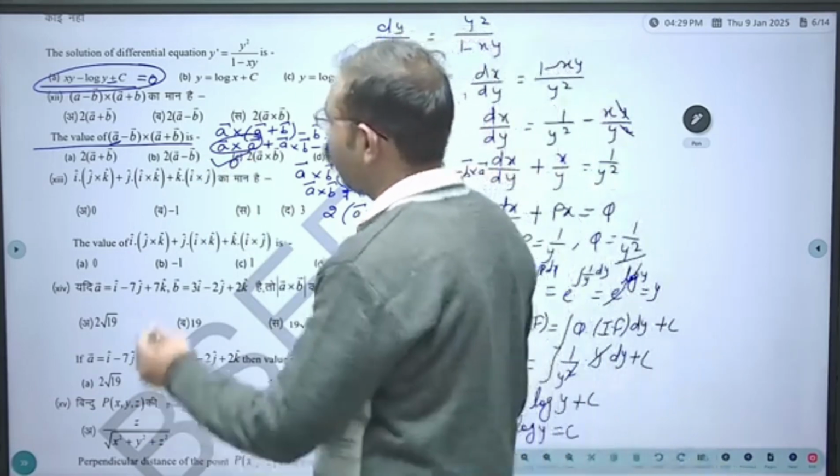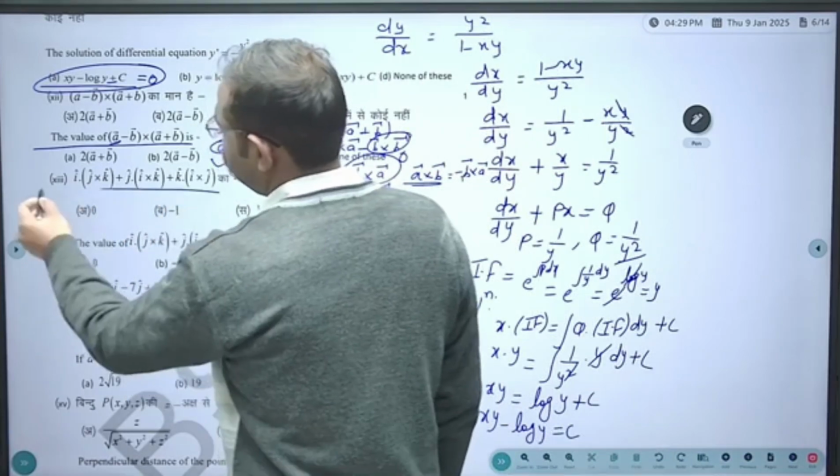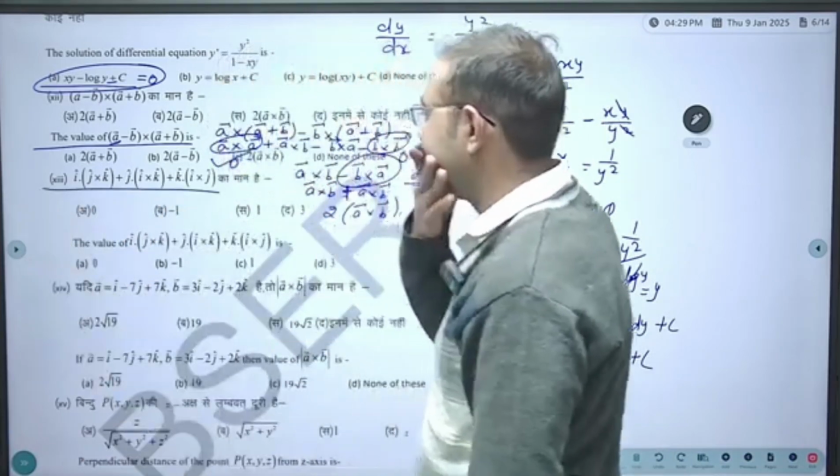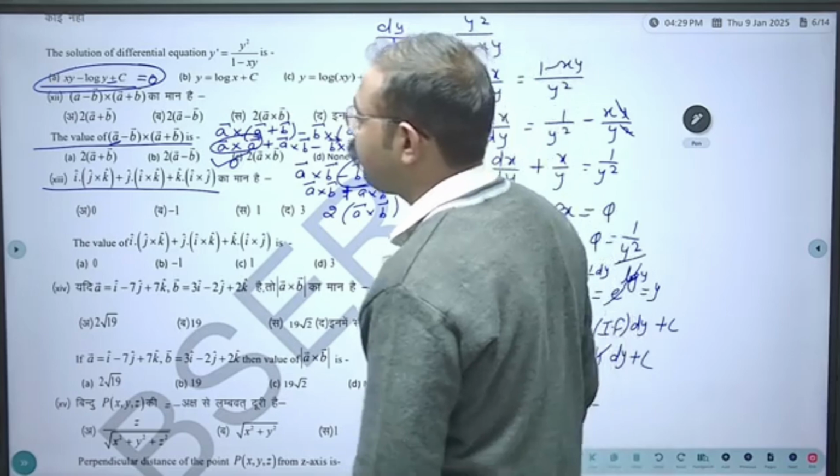Next, we have to find the value of this. So how to evaluate?